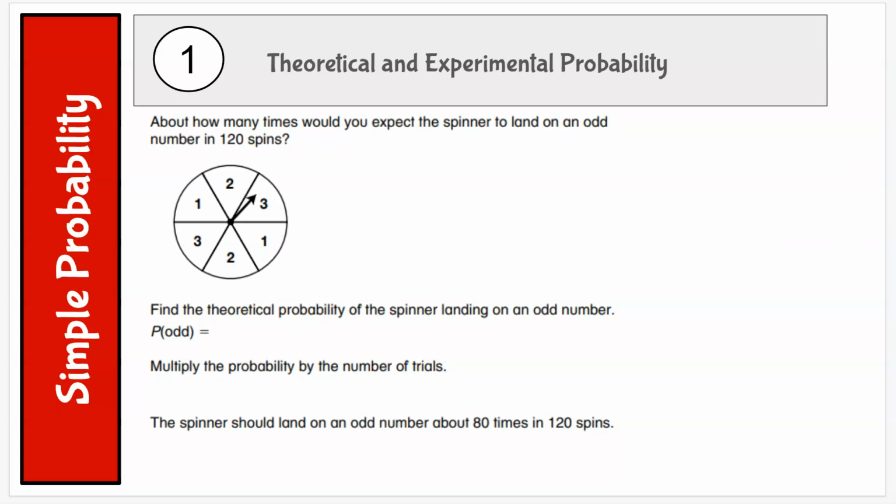So on this one, about how many times would you expect the spinner to land on an odd number in 120 spins? So this is our number of trials, and this is what we're looking for to happen, the probability of landing on an odd number. Let's find that first.